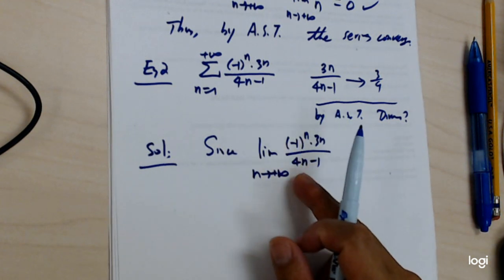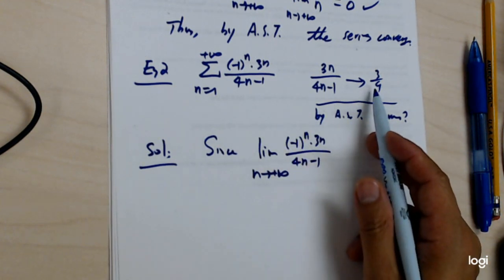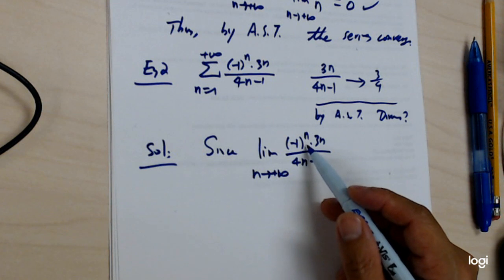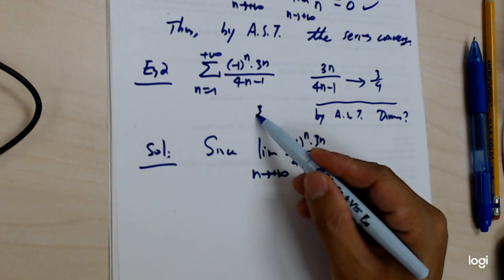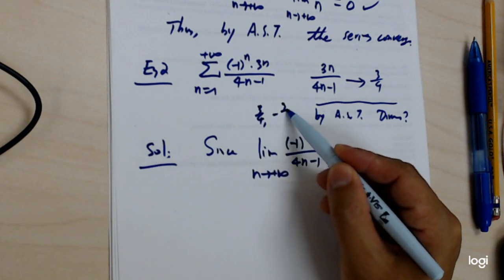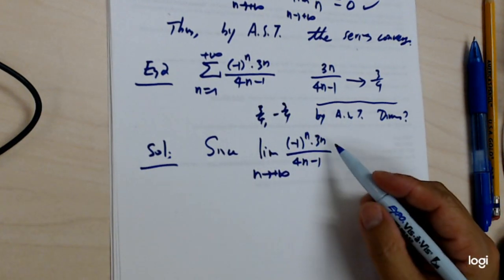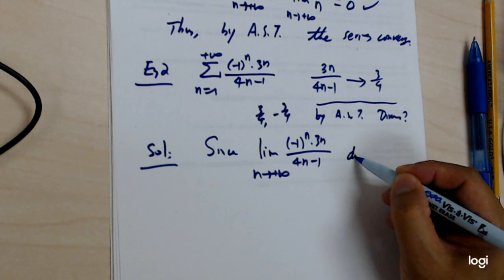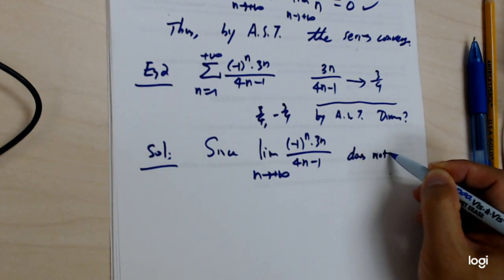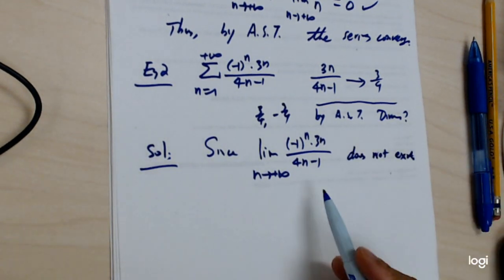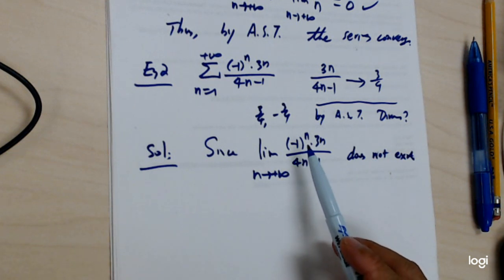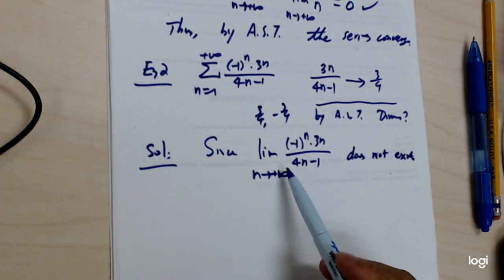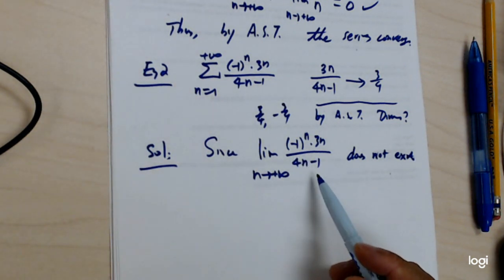Well, 3n over 4 minus 1 goes to 3/4, but there's a sign in the front which keeps this guy oscillating between positive 3/4 and negative 3/4. So in fact, I can say this limit does not exist. For those who are still wondering about this, you can plug in some different n values and see how those numbers actually look. But this one does not exist.